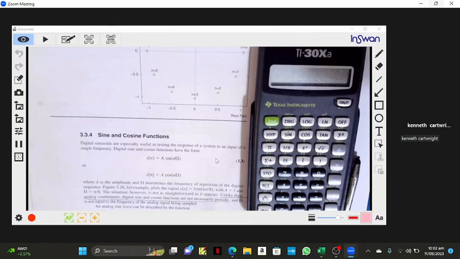If this is an analog signal, what would the equation say? In other words, I'm asking you, what is the equation of an analog sine wave?